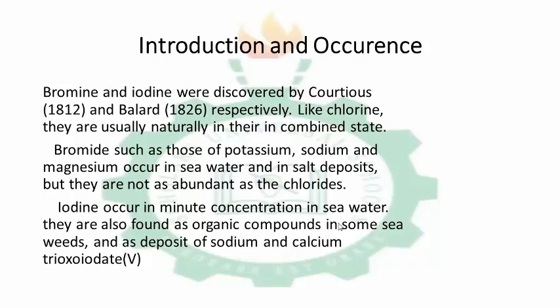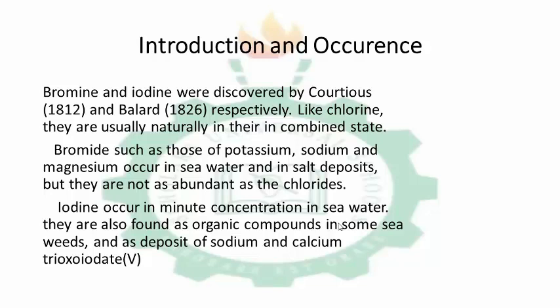Bromine and iodine were discovered by Curtius and Ballard, respectively. Curtius discovered bromine in 1812, while Ballard discovered iodine in 1826. Just like chlorine, they occur naturally in their combined state, but iodine can occur freely in minute concentration in its free state.